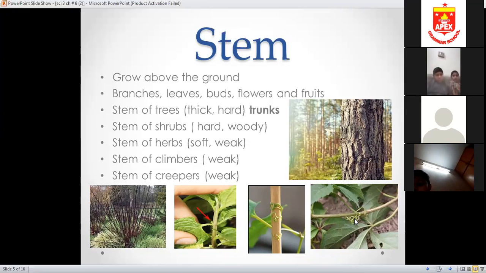And trees. You have seen in your own surroundings there are so many trees like mango trees and coconut trees. So there are different types of trees in your surroundings, and the stem of a tree is different, the stem of a shrub is different. Herbs, climbers and creepers all have different types of stems.